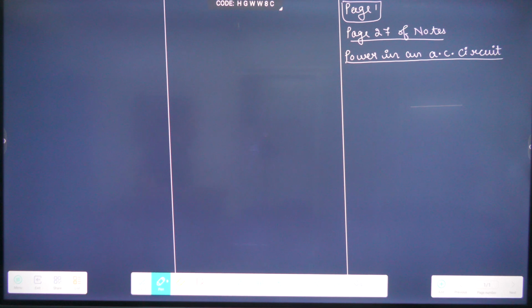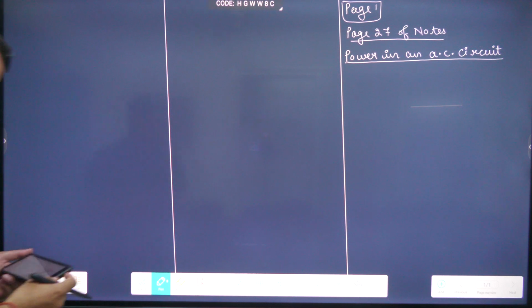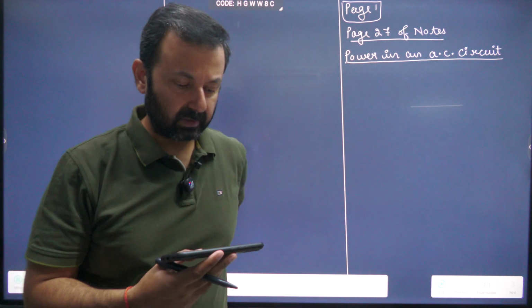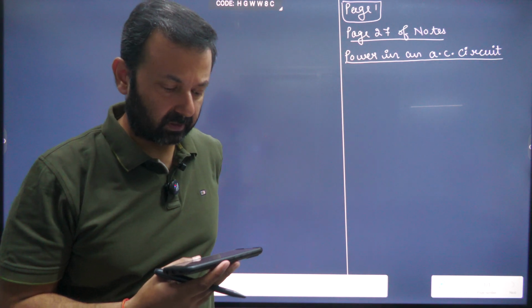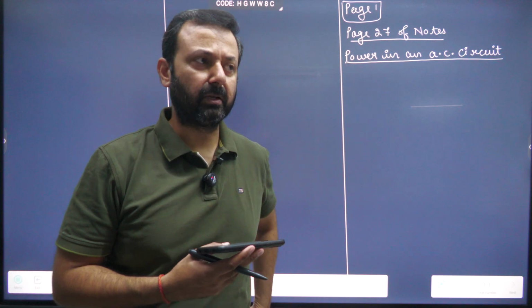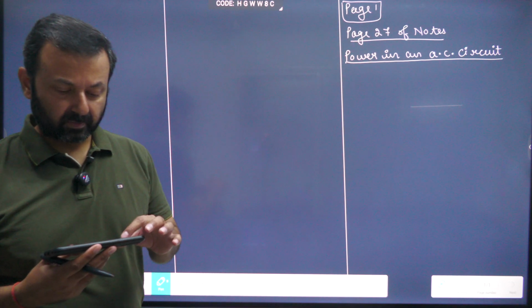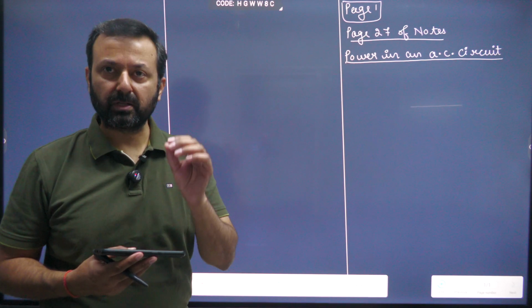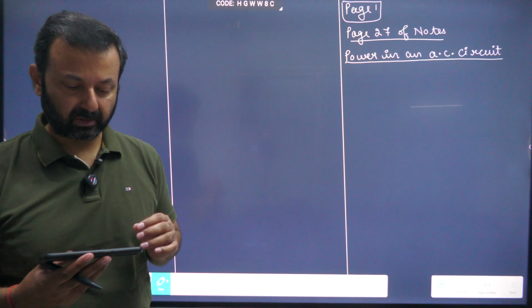The rate at which electric energy is consumed in an electric circuit is called its power. For an AC circuit, we define instantaneous power as the product of instantaneous voltage and instantaneous current.